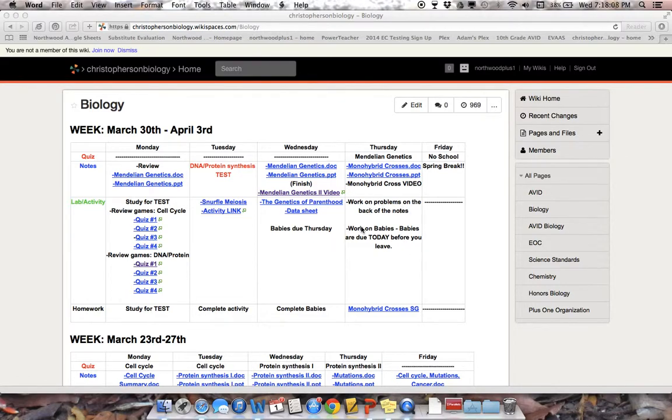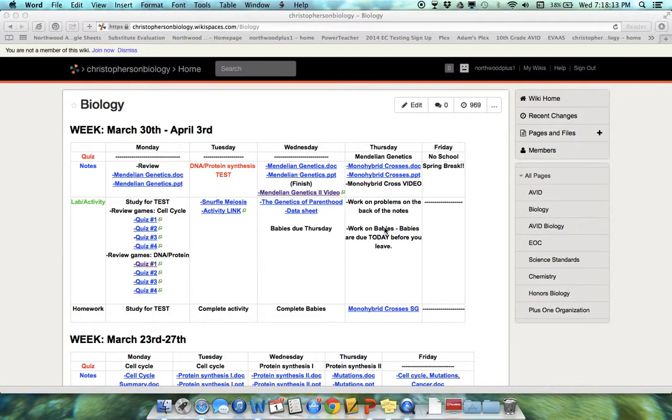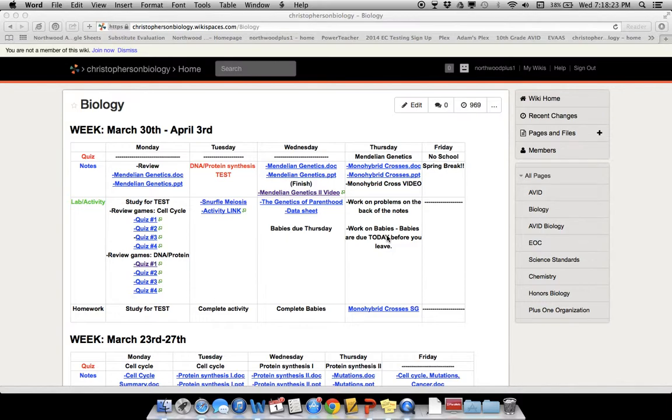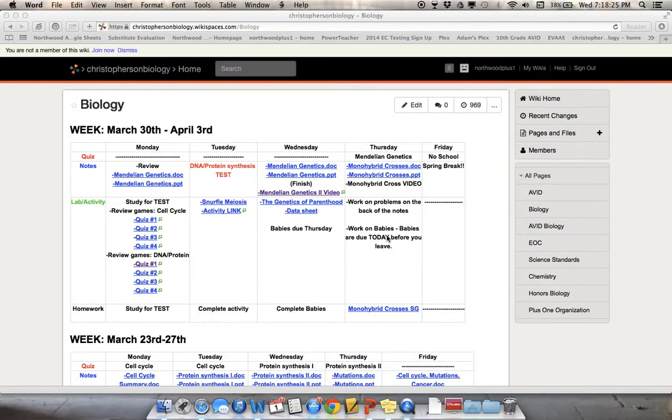What is due today is going to be that activity with the babies that we started yesterday. What you have to turn in today before you leave is the data sheet complete, the answers to all the questions, and your baby drawn. Remember what I said: if you turn in a baby that's all in pencil, that has a small face, and it looks like you did it in 5 minutes, you're going to get a grade that reflects that. So put a little bit of effort in and turn those in today. Remember, 1 baby per group. Make sure both your names are on the babies, and that's that.